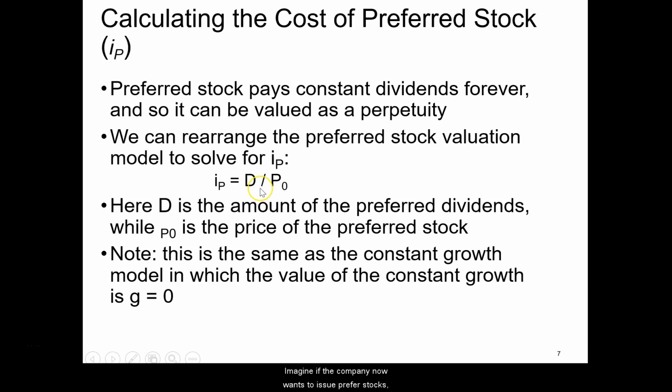So imagine if the company now wants to issue preferred stocks. If the company receives this much price from the preferred stock, and in exchange they promise to pay this much dividends, then for the company, the cost is estimated to be D over P every year. Again, if you remember from Chapter 8, this can be considered as a special case of the constant dividend growth model, special in that here the growth rate is 0.